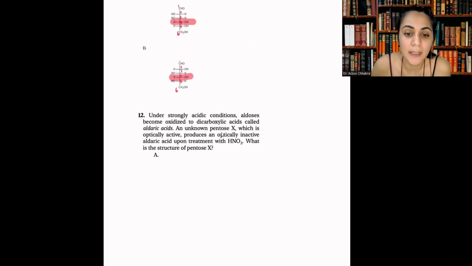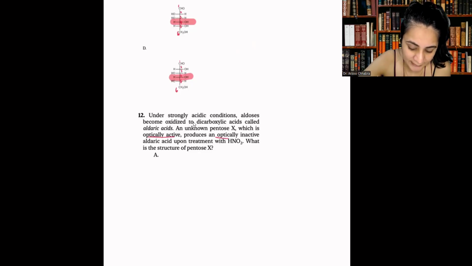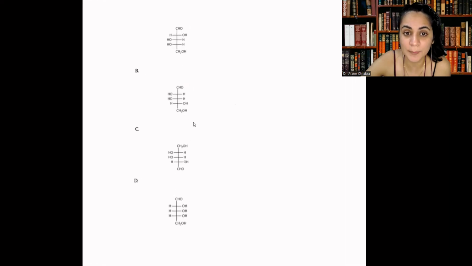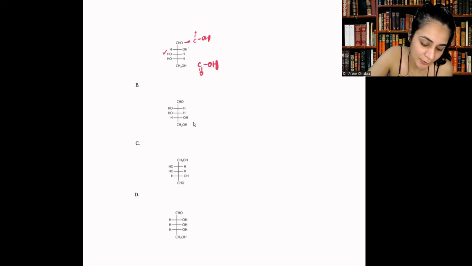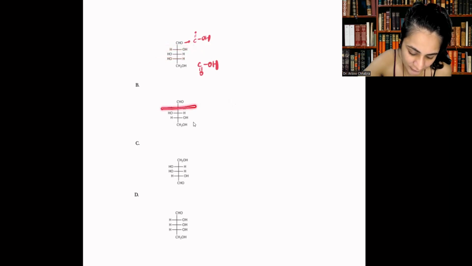Okay. So what they're really saying is that they start off with optically active and end with optically inactive, right? So how that's only possible, and of course they're oxidizing it, meaning the top one is converting to C double bond OOH, the bottom one is converting to C double bond OOH. And then we have HOH, and then we have HOH and OHH, OHH, HOH.